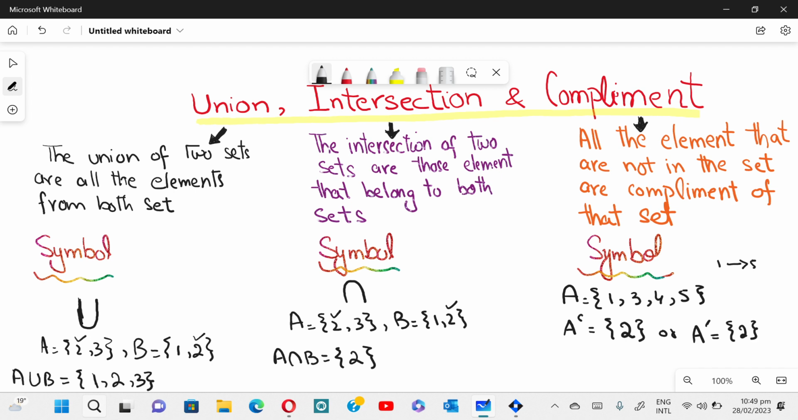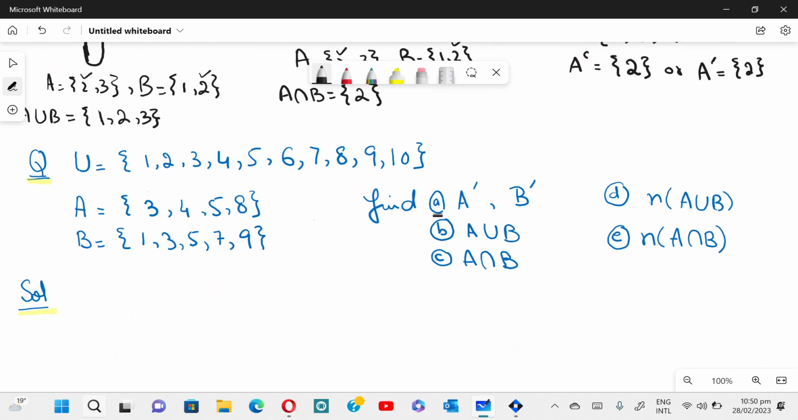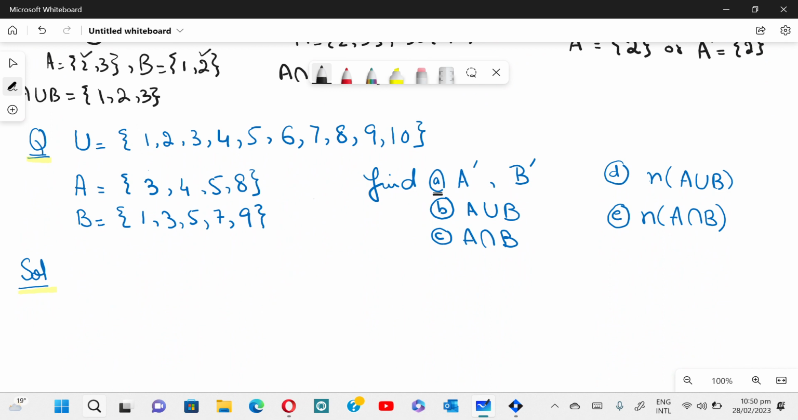So these are my union, intersection and complement. They have symbols as well. Now let's see an example where I have to solve all of these three things in a single question. I'm going to tackle this. So for this I have a set U equal to 1 to 10. And I have another set A, it's 3, 4, 5 and 8, whereas my B is 1, 3, 5, 7, 9. Now my first part says I have to find the complement of A as well as the complement of B.